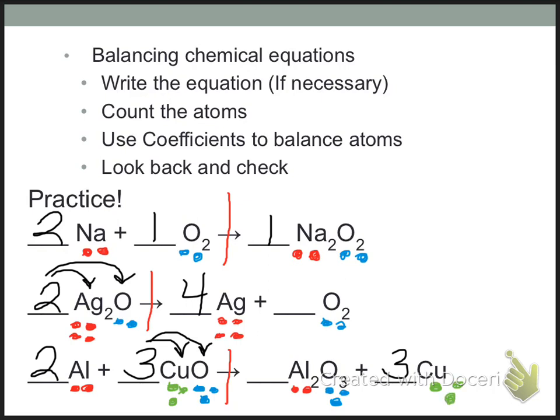This is, again, an example of how you are balancing equations.